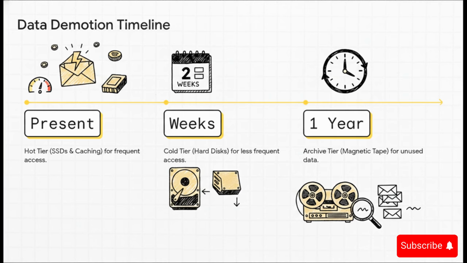Now skip ahead a full year. You haven't looked at that email once. It gets automatically dumped into the archive tier. And here's the crazy part. At this stage, it's actually stored on magnetic tape drives. Seriously, physical tape. It's dirt cheap to maintain. Sure, if you search for that old email, it might take a tiny fraction of a second longer to load, but the cost savings are huge.